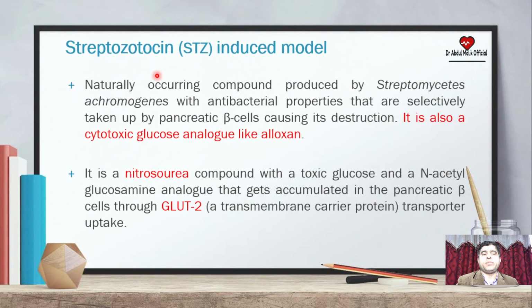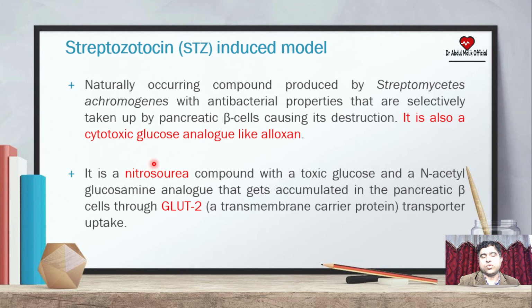So coming to the another method that is commonly used for diabetes induction in laboratory animals. So streptozotocin or STZ induced model. This is basically naturally occurring compound produced by Streptomyces achromogenes with antibacterial properties that are selectively taken up by pancreatic beta cells, causing its destruction. It is also cytotoxic glucose analog like Alloxan. So this is again coming to the toxicity of the pancreas due to the analogy with glucose.